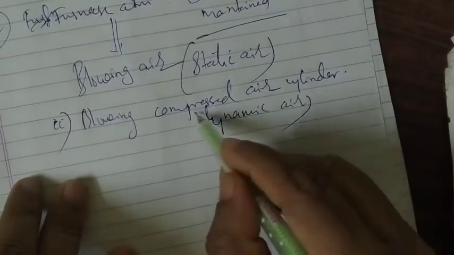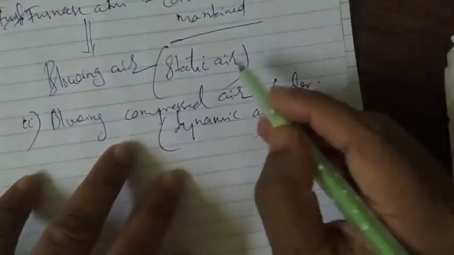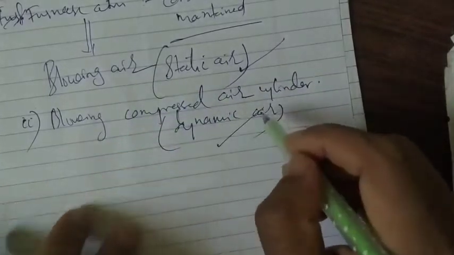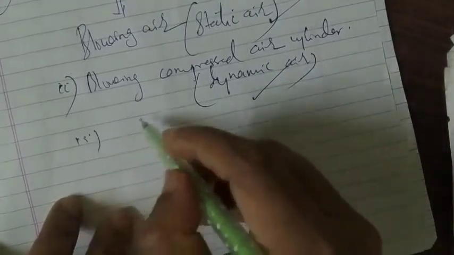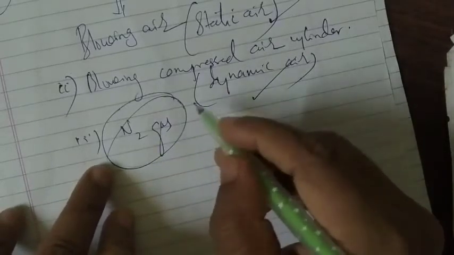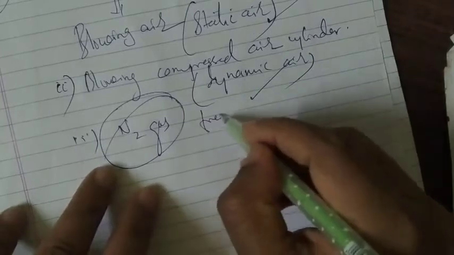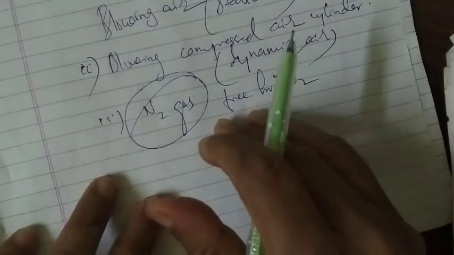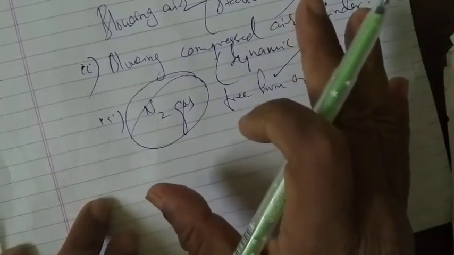So there are two types of air in the furnace: static air, with constant blowing of air, and the compressed air, which is called dynamic air. Sometimes nitrogen gas is employed, which is an inert gas, free from oxygen. So this is about the furnace atmosphere, the factors you have to keep in mind.